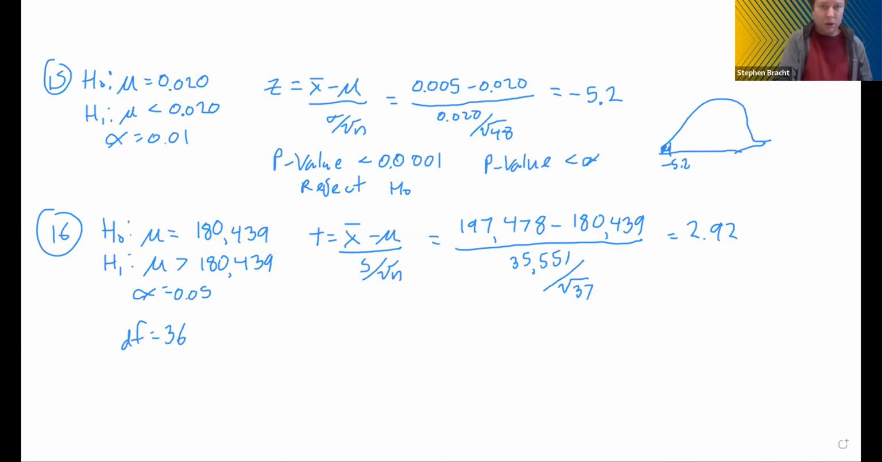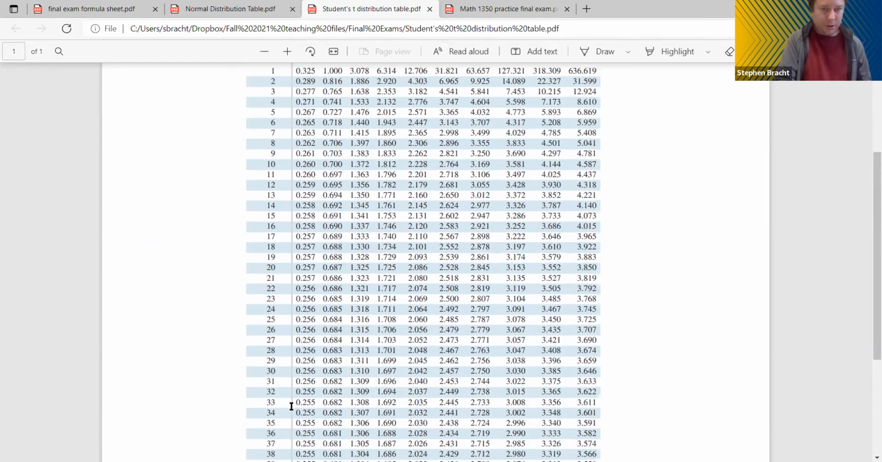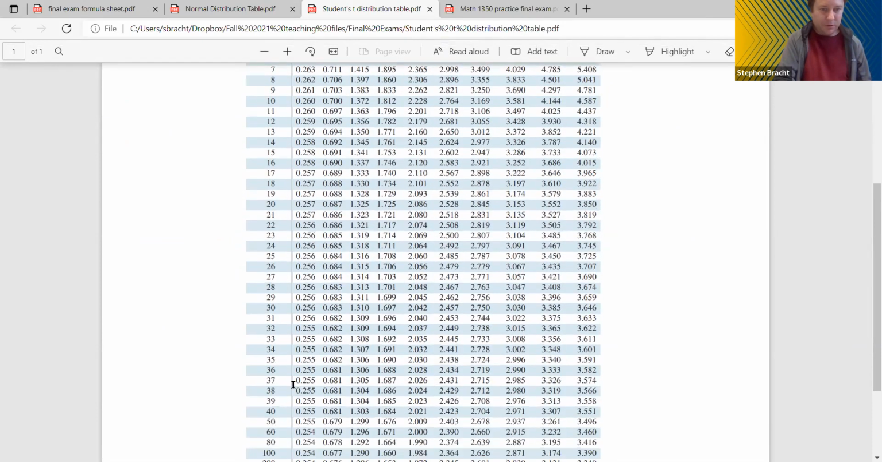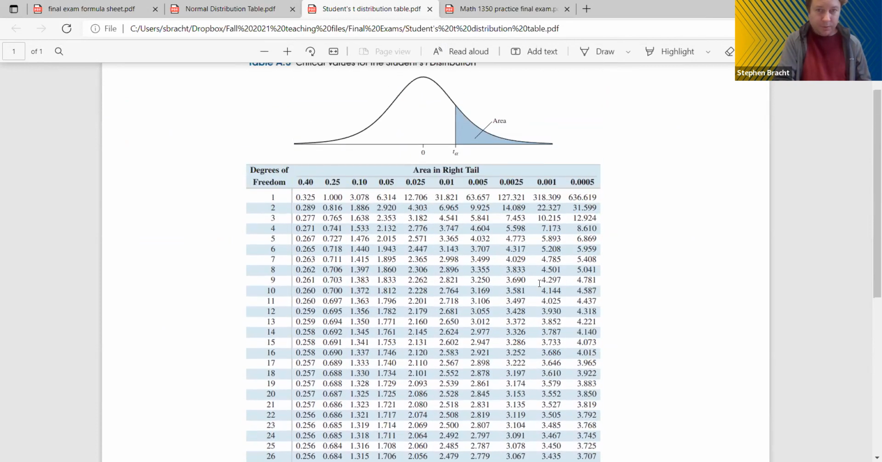So let me come over here to the table. So I've got 36 degrees of freedom, and in this row, I want to find the two values on either side of 2.92. That will be these two values, right? 2.990 and 3.333. Now I'll come up here and I'll look at the two area in right tail values, which are right here, right?